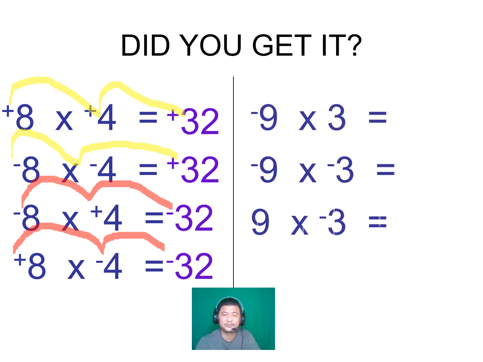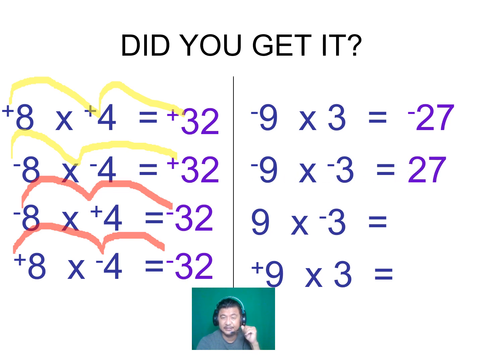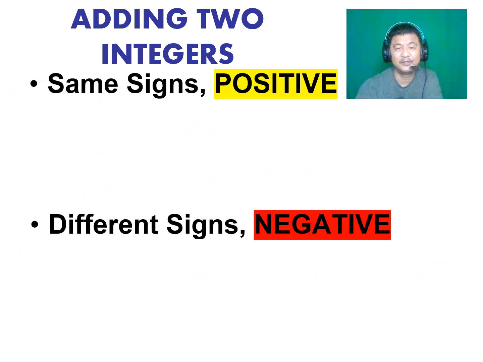Okay, now try this one. Mentally think of the answer. Ready? Here we go. Different sign, negative. Same sign, positive. Different sign, negative. Same signs. Yes, if it has no sign, it is a positive, 27. Positive 27.